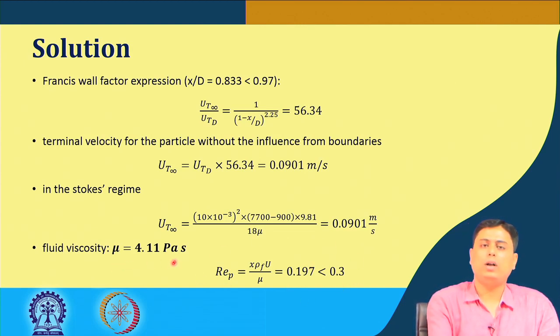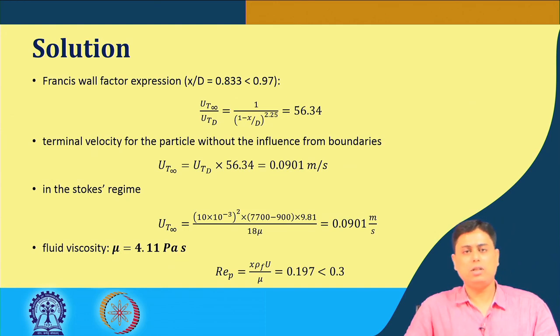We calculate this one, and then we check the Reynolds number. If it is not within the range of applicability of Stokes law, then there is something wrong, and we have to use a different expression for the terminal velocity, or the drag coefficient, and all these parameters. Hope I am clear with this example. If it is, we move on to the other example.